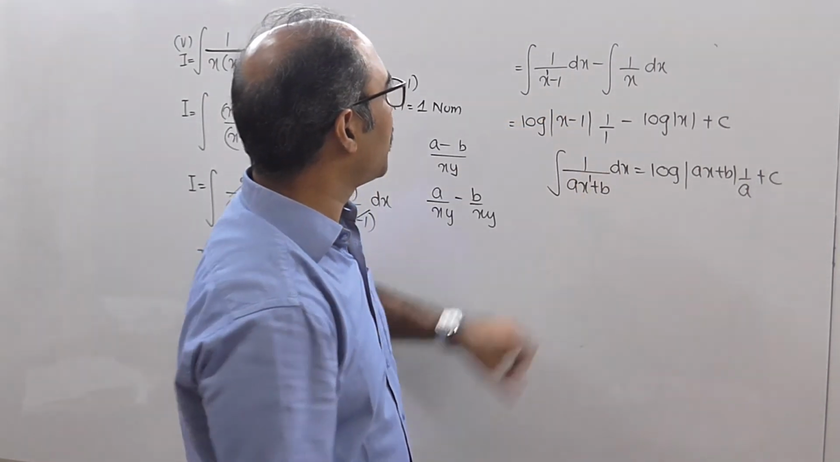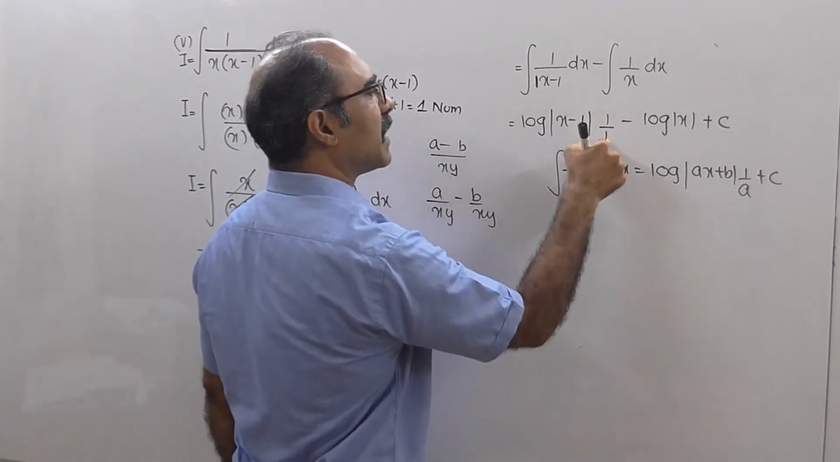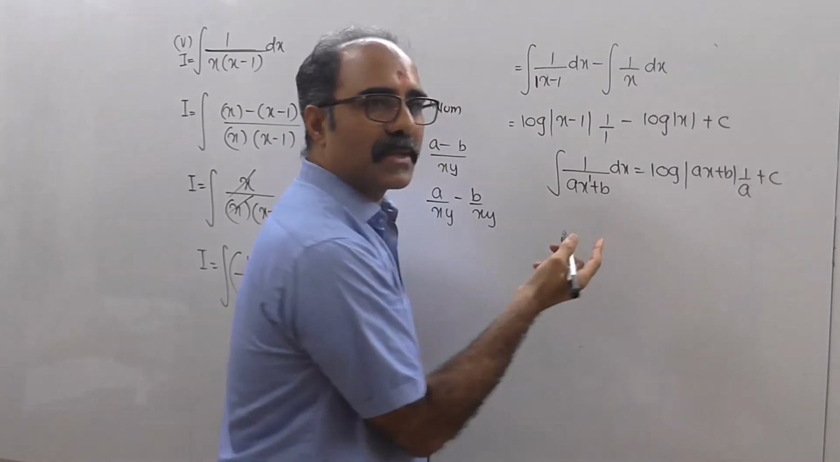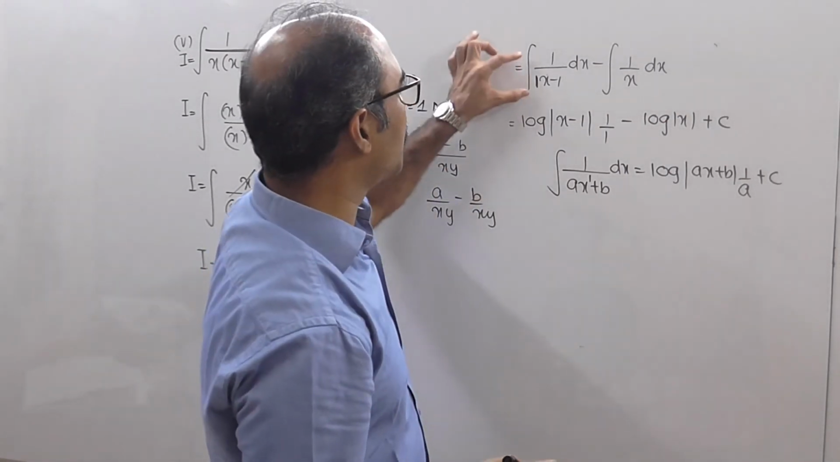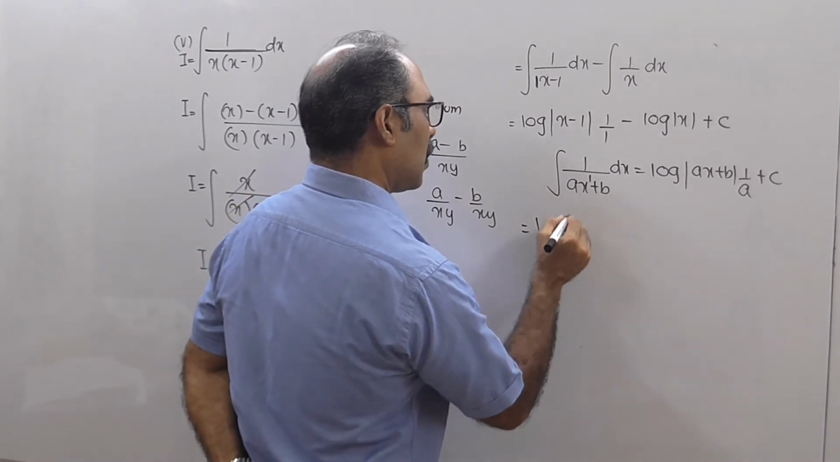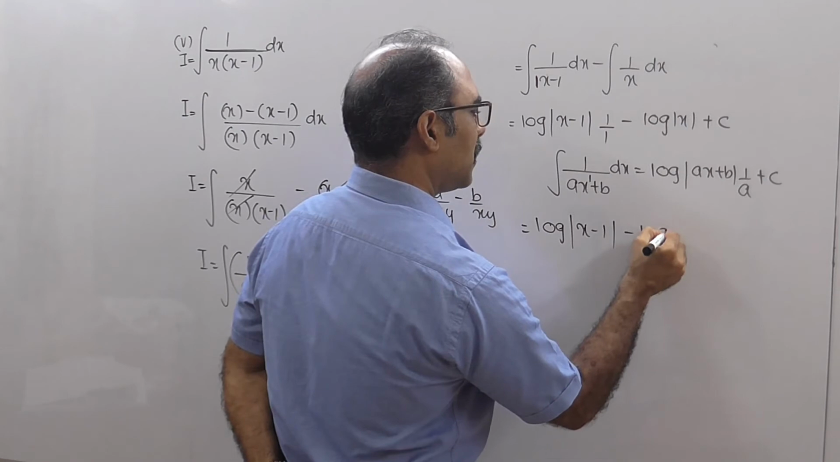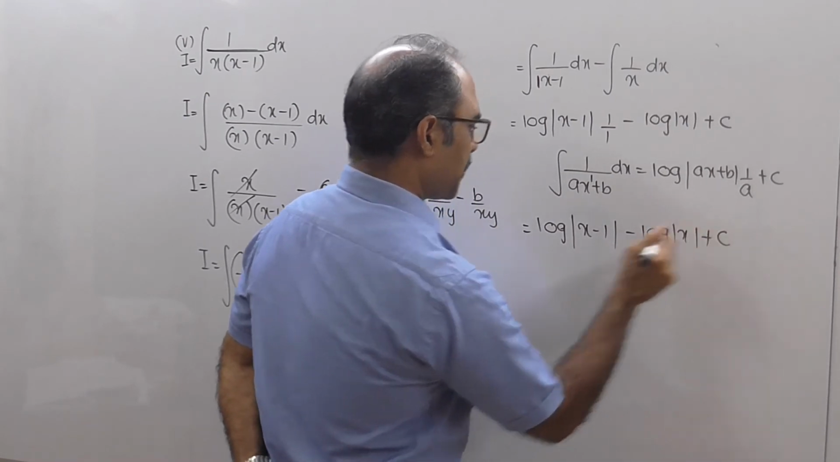log modulus of x minus 1 multiplied by 1 upon coefficient of x. What is the coefficient of x? 1. 1 upon 1. And 1 upon x is a standard formula. This is composite and this is standard. So I think we get this as log modulus x minus 1, 1 upon 1 is 1, minus log modulus of x plus c.